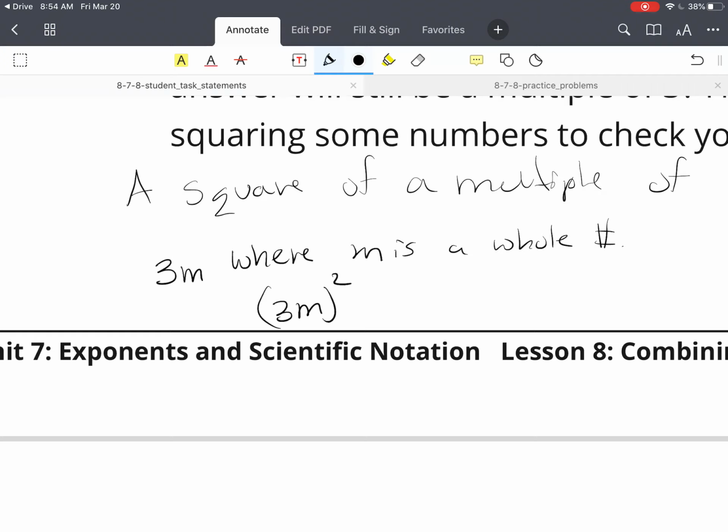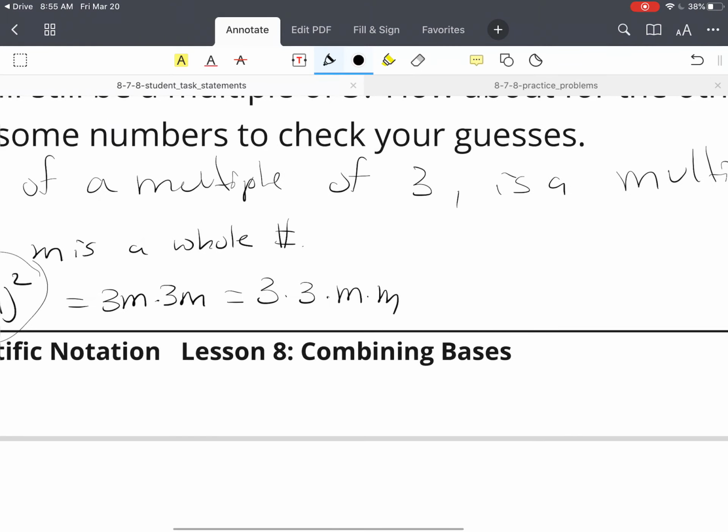So squaring 3m means you multiply it by itself. So this right here is a perfect square, something like 9 or 16 or 25 or 36, right? If you multiply a number by itself, it's a perfect square. 3m times 3m is 3 times 3 times m times m.